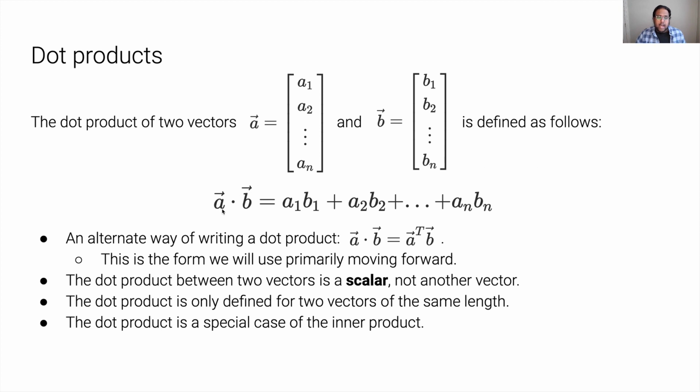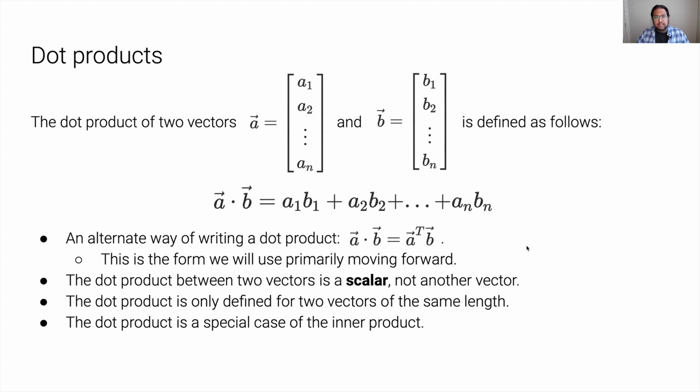One way to denote the dot product is with this circle, but the notation that we will use most commonly moving forward is this transpose notation. We can write the dot product of two column vectors A and B as A transpose B. The reason this works is because the transpose of a column vector is a row vector, and when you multiply a row vector by a column vector, the result you get back is just a single number. And conventionally, all vectors by default are column vectors.